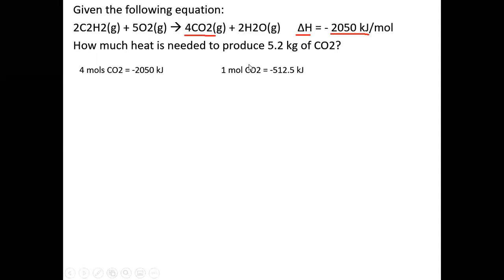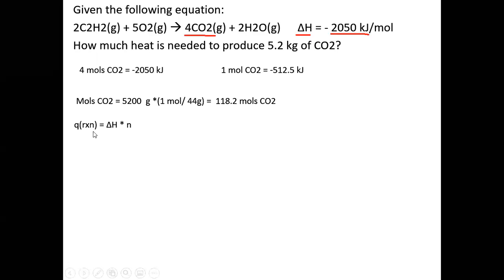Now what we're going to do is take the mass of CO2, convert it into moles, and then now that we know that 1 mole of CO2 generates this much heat, we can determine how much heat is generated by 5.2 kilograms. So we convert the kilograms to grams, divide by its molar mass, and we get that there's 118.2 moles of CO2.